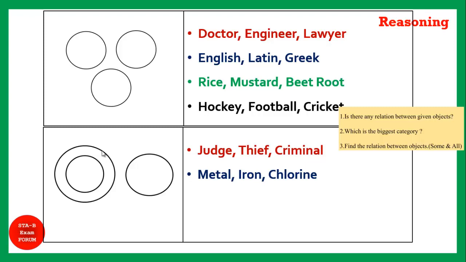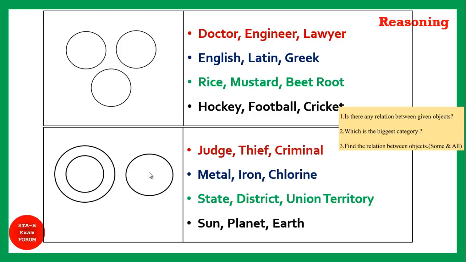Metal, iron and chlorine. There is a relationship between metal and iron: iron is a metal. All irons are metals, so you can make concentric circles with metal and iron. As you know, chlorine is a non-metal and chlorine cannot be iron, so we made a separate circle for that. Try to solve these two questions also, and these are very important from the exam perspective.